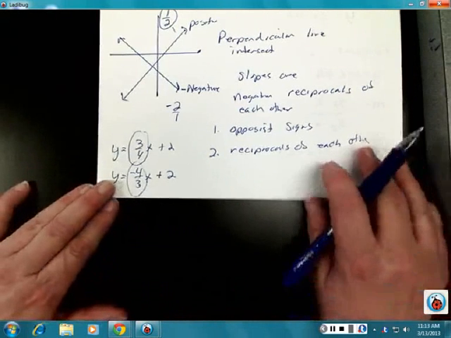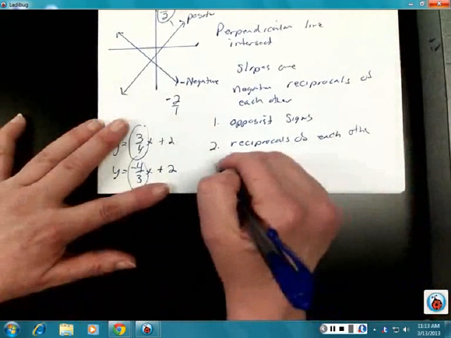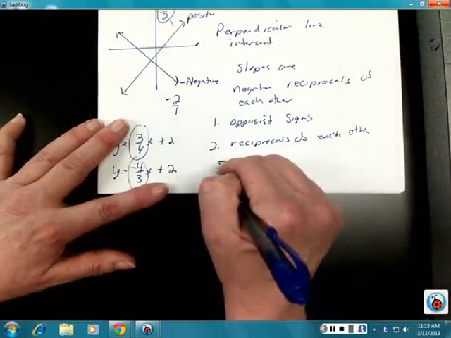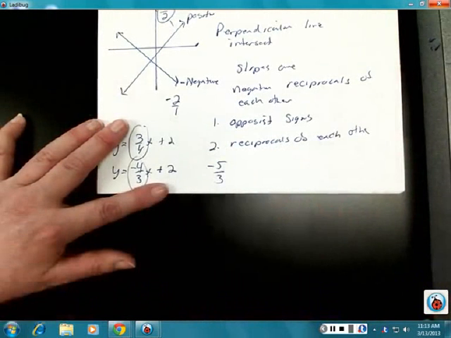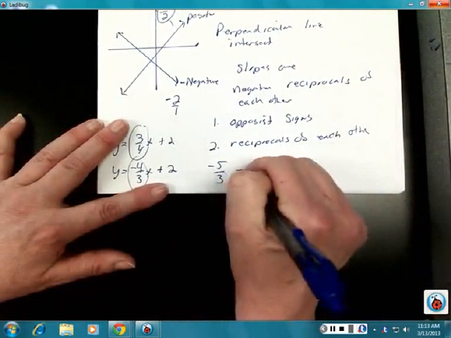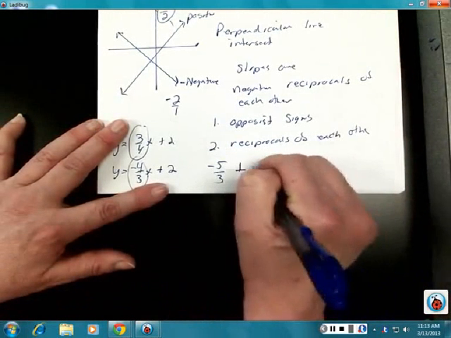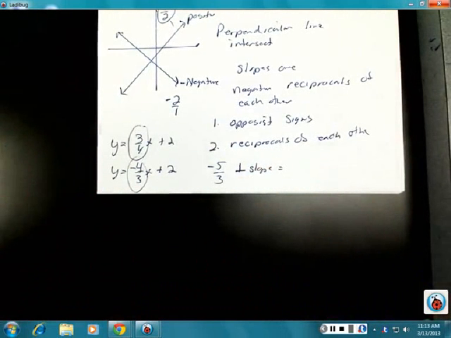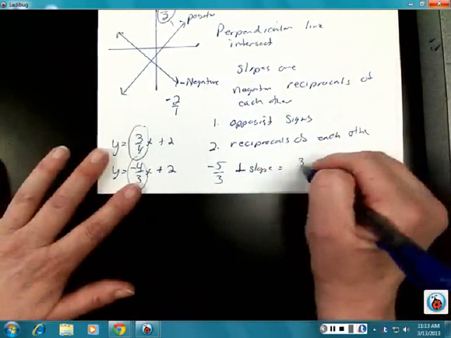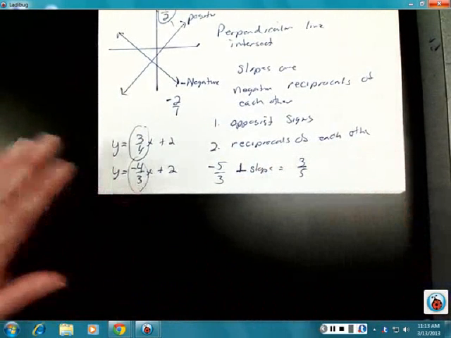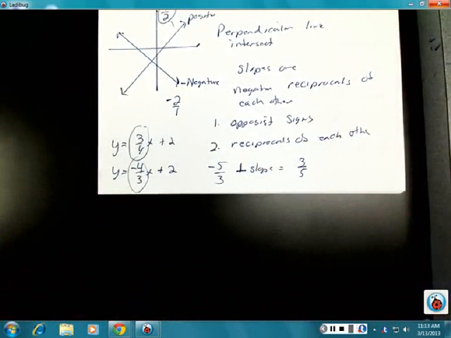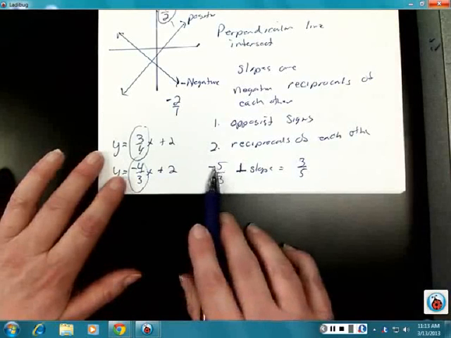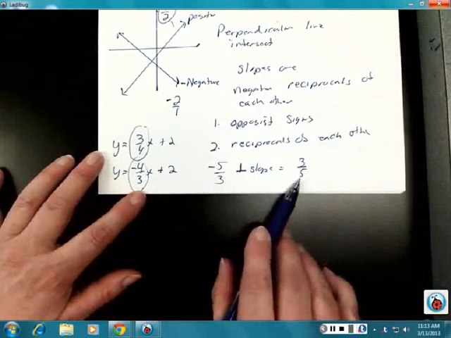So if you have the slope of negative 5/3, and I want its perpendicular slope, what's it going to be? 3/5. But maybe you want to change the sign too. If that would have been a positive, then it would have been a negative. But because it started out negative, it stays positive.